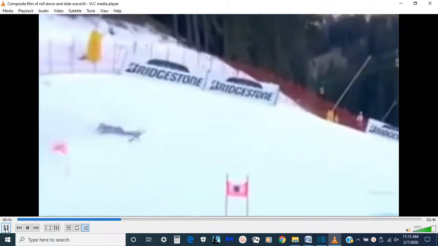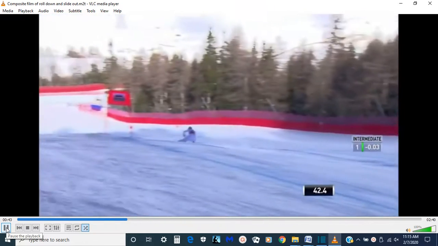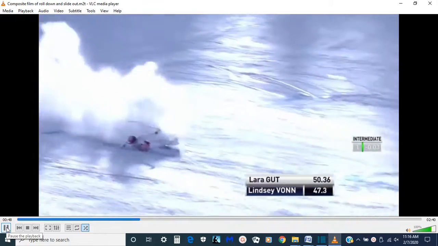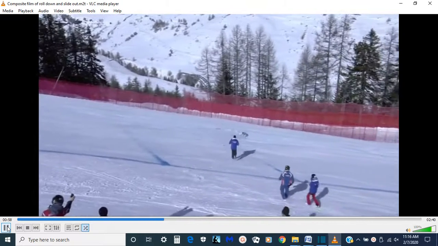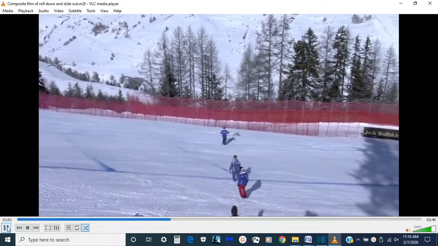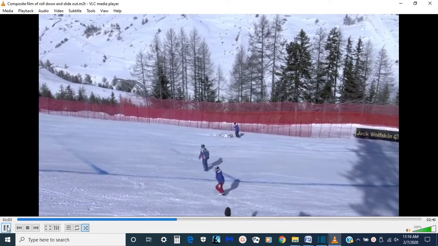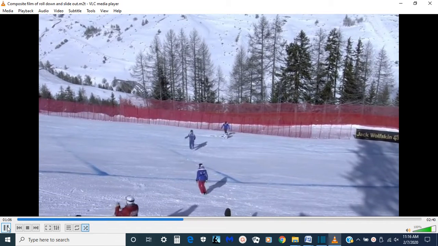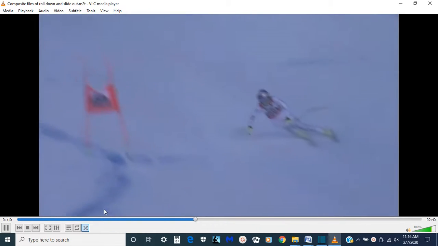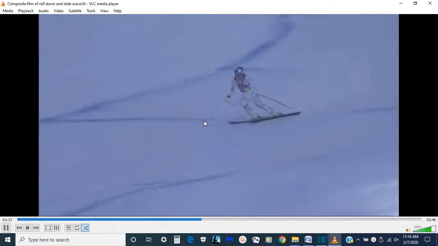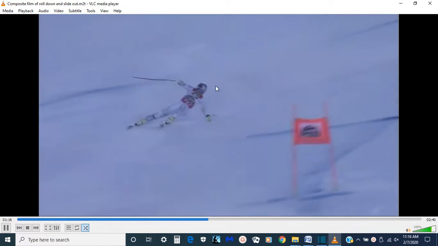Who's this? I can't remember who this is. Well, that's Lindsey Vonn again. That's the same video. All right, enough of that. Why do I have all this? Oh, okay, this is why. All right, she's leaning in there. Boy, she made that turn. All right, now what? Okay.